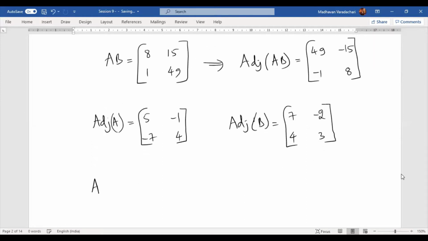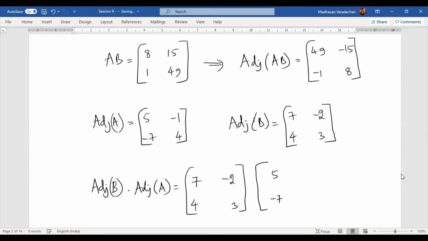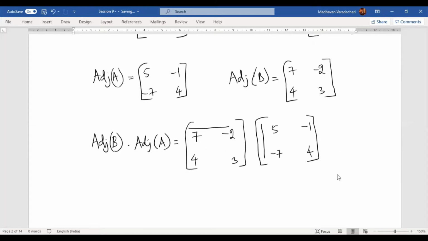Now, let us multiply adjoint of B into adjoint of A. That is the matrix 7, -2, 4, 3 times the matrix 5, -1, -7, 4. 7 into 5 is 35, -2 into -7 is 14. Then 7 into -1 is -7, -2 into 4 is -8. Then 4 into 5 is 20, 3 into -7 is -21. Then 4 into -1 is -4, 3 into 4 is 12. So this gives us 49, -15, -1 and 8.